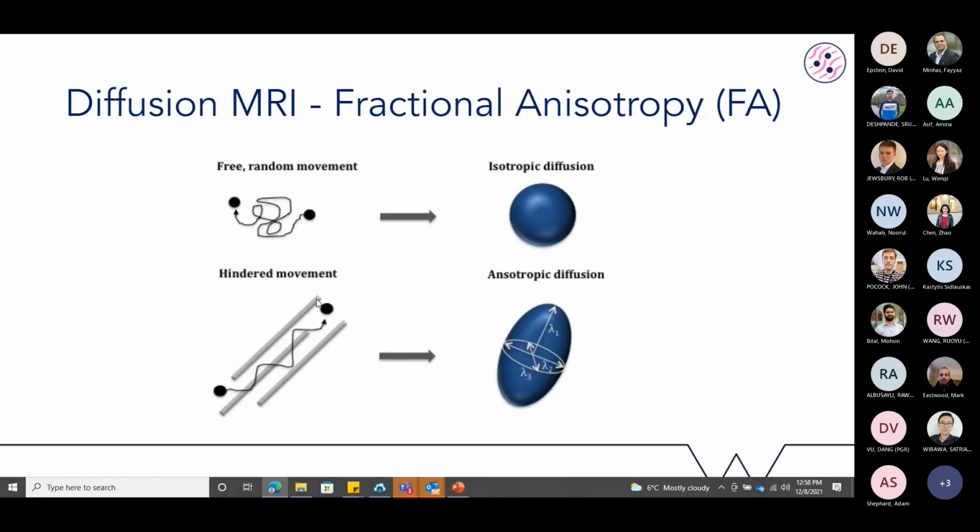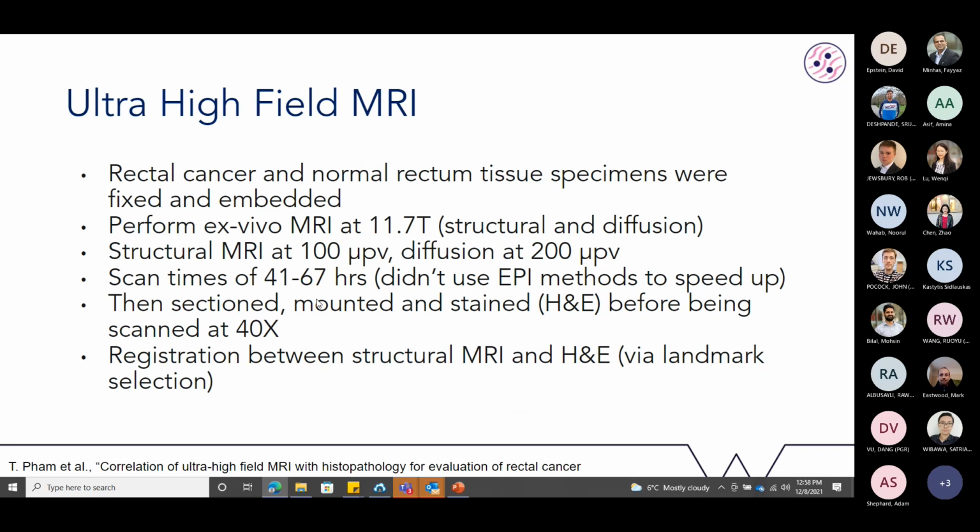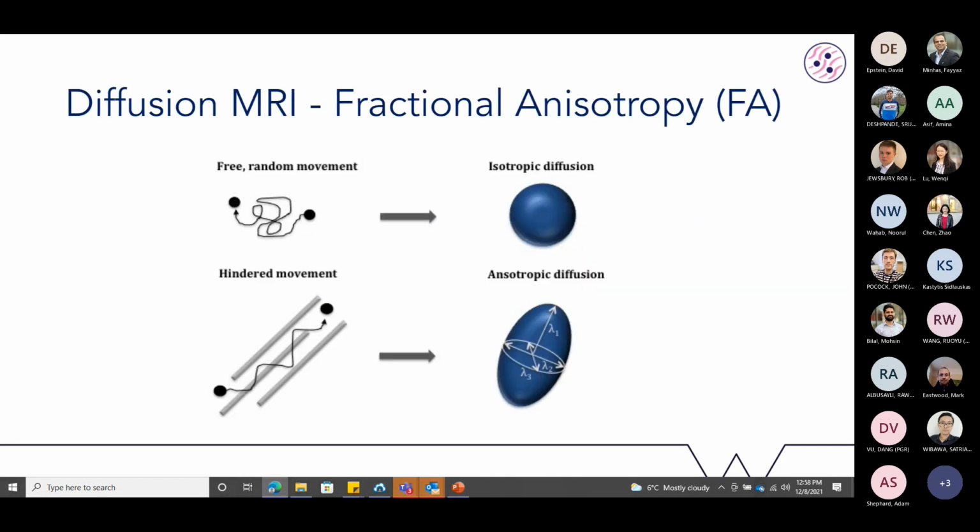And they've registered the different scans together. They've performed a few different diffusion scans. I won't go into detail of the different types they've done. I'll just quickly mention one, which is FA. And FA, you can think of, you get an FA value per pixel or voxel. FA is a measure of how hindered or how directed the diffusion is.